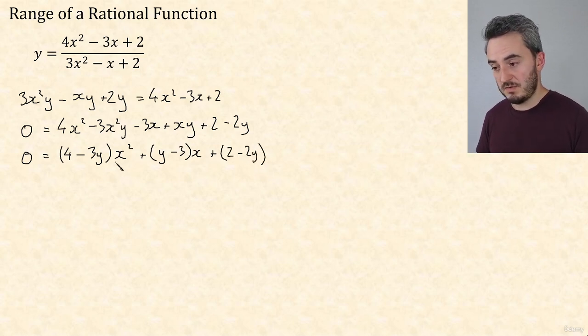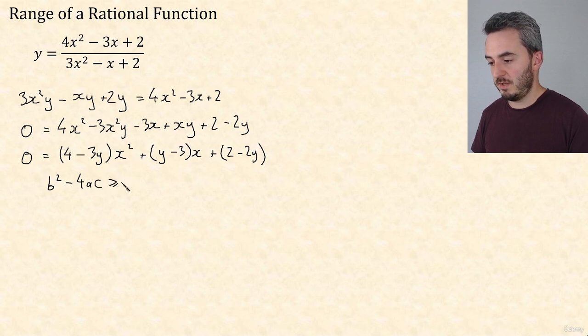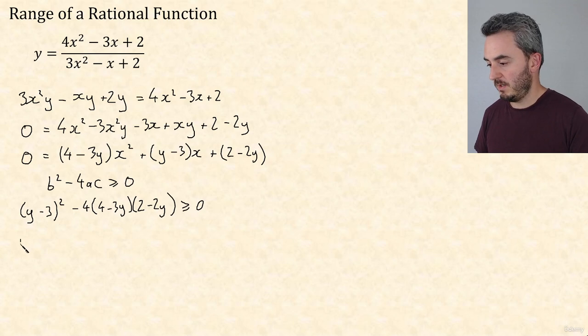So let's find the range where this function does exist. So just the range of the function. We're going to take b squared minus 4ac to be greater than or equal to 0. So b squared is y minus 3 squared minus 4 times a times c. And we'd like all of that to be greater than or equal to 0. I've got another quadratic inequality now in y.